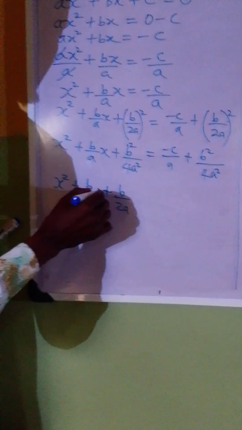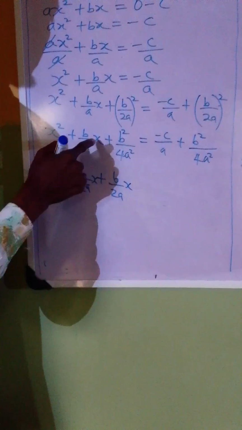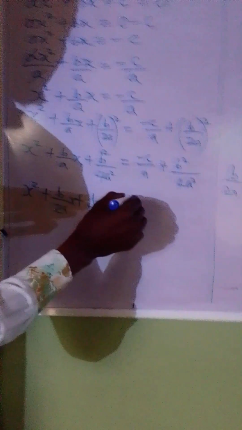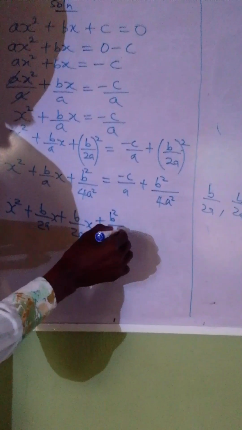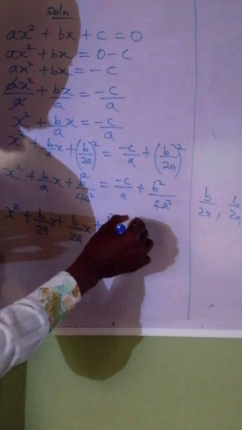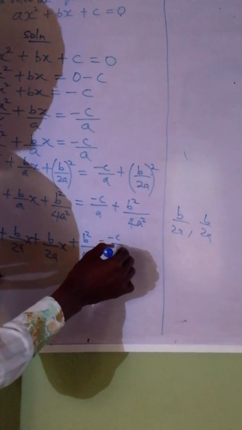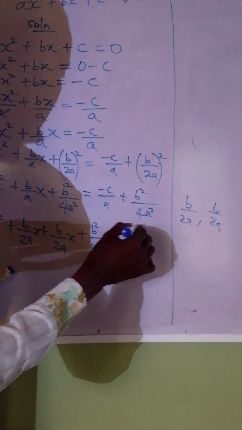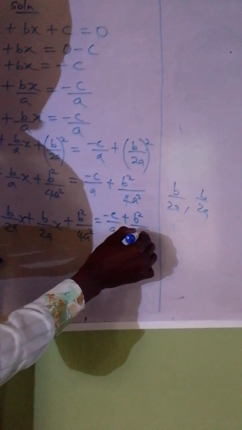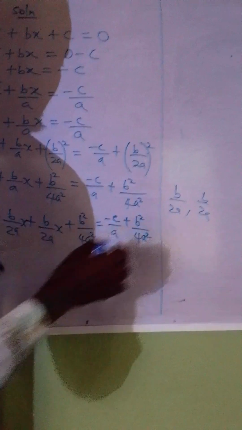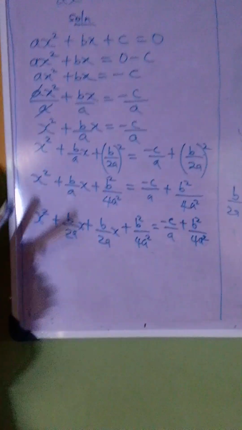Then I'll now have to attach x to them, since the second term I have just replaced has the variable x. Then plus b squared over 4a squared, equal to minus c over a plus b squared over 4a squared. Alright, so what next?